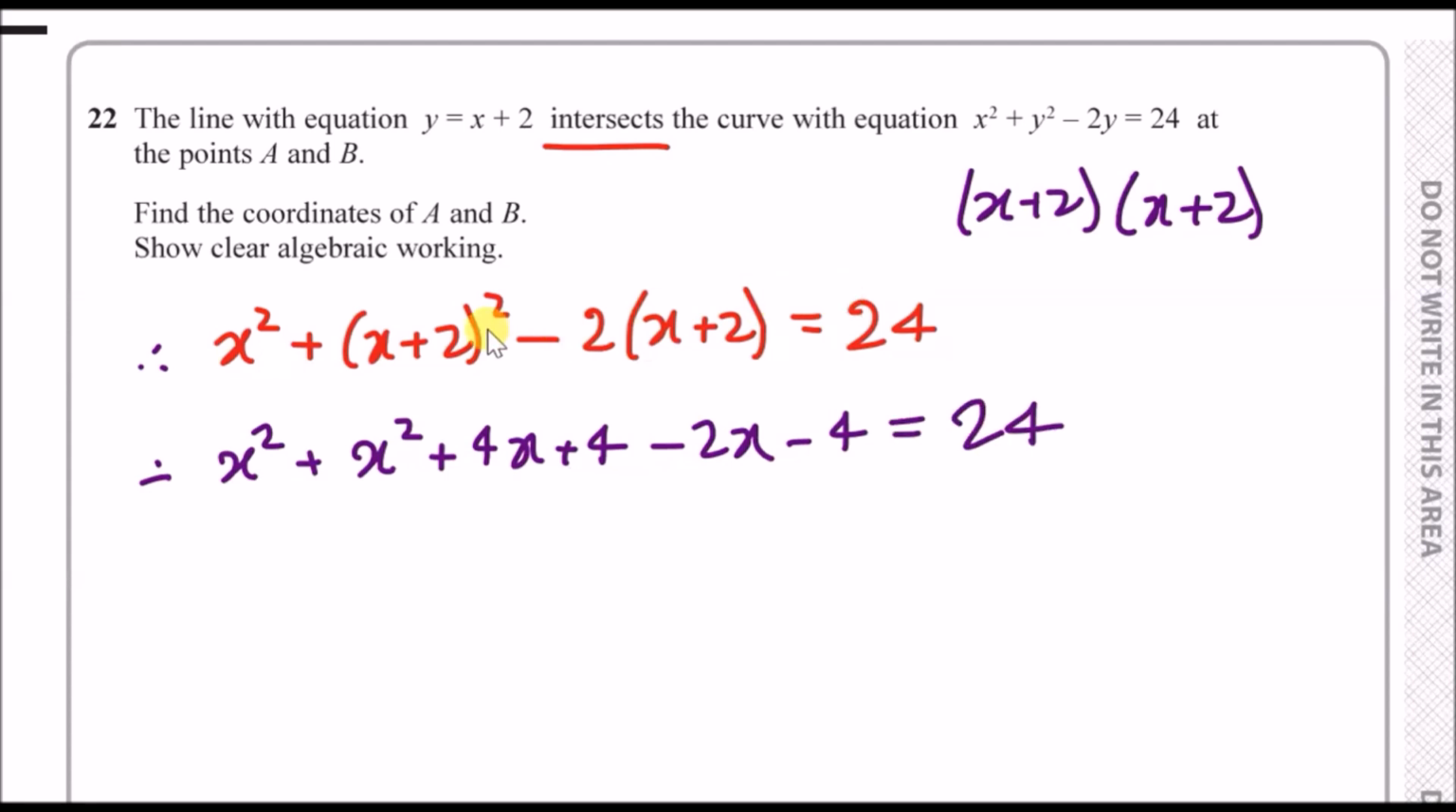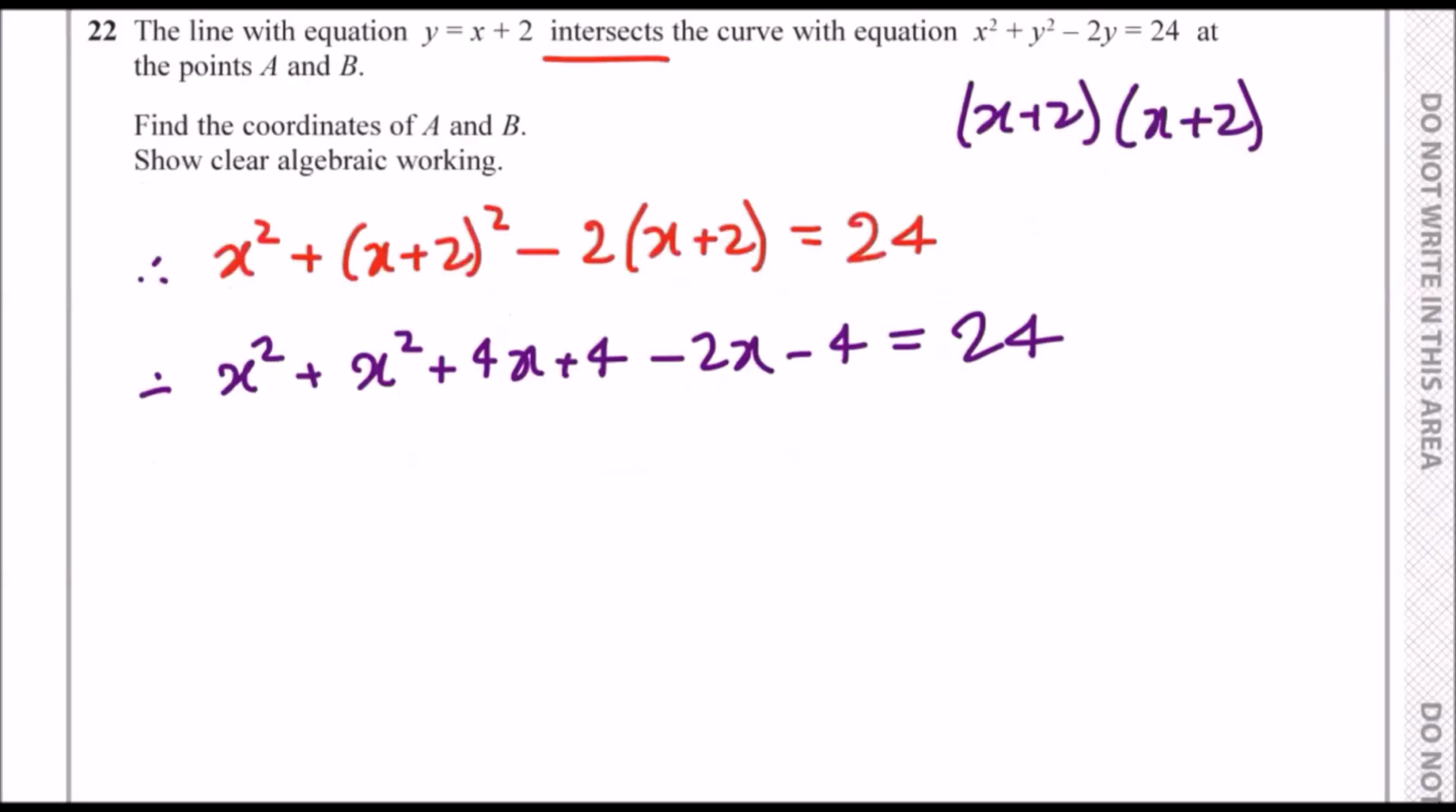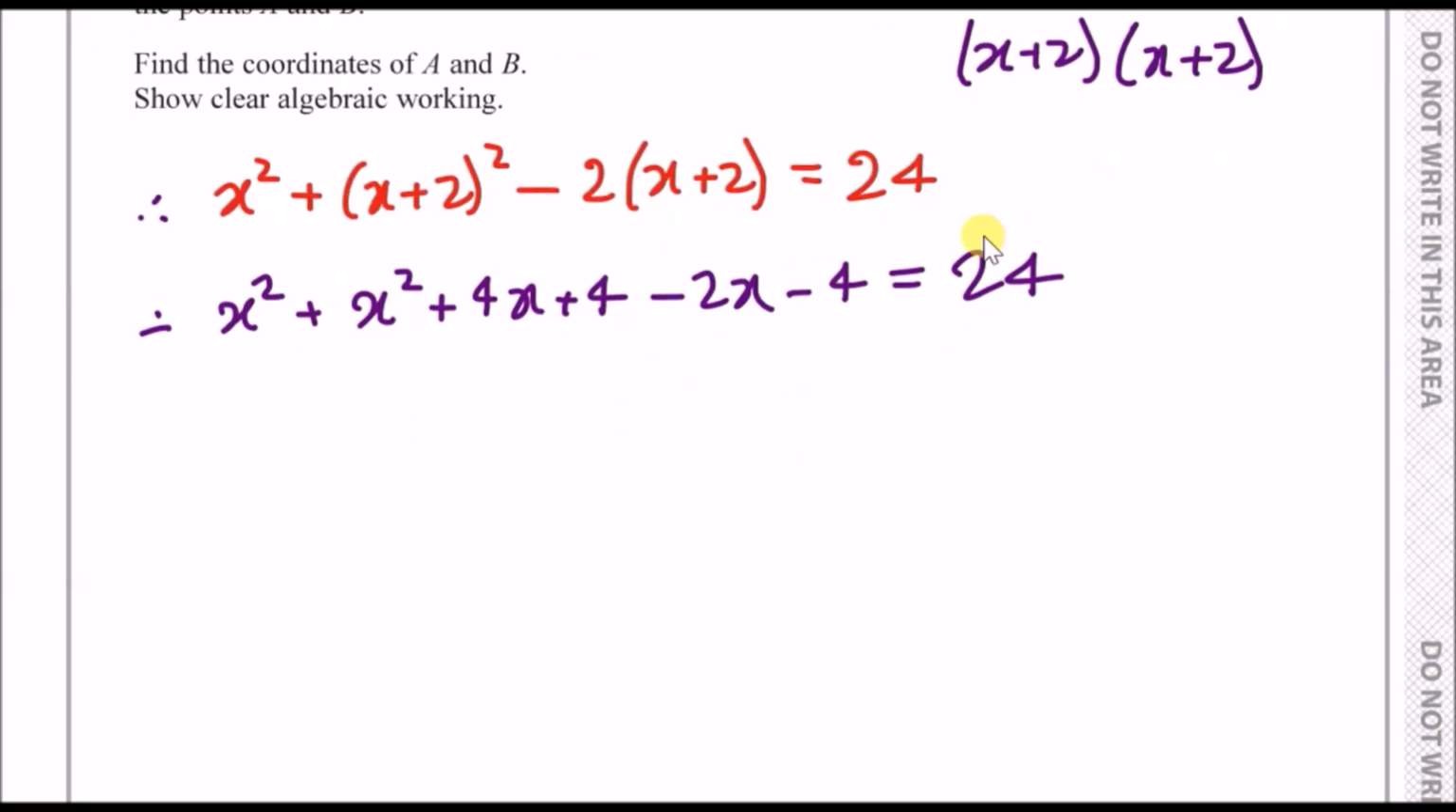Now at this stage, we're going to have to collect like terms. So combining things, you have x squared and x squared, which gives us 2 lots of x squared, plus 4x take away 2x is 2x, 4 take away 4 is 0, and then minus 24 across, you get minus 24, and it has to equal 0. So every time you have a quadratic looking equation, always set it to 0. So you can use the quadratic formula.